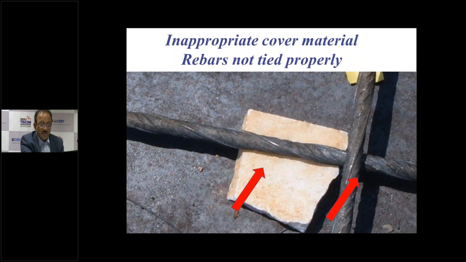And you can also see here that at the junction of these two bars, there is no binding wire, no binding at all. The bar is just placed above the bottom bar. This is not allowed. This should not be done, because if you don't tie the bar, it will get displaced, and the steel will not be placed exactly at the desired center to center distance, which the structural engineer has recommended.